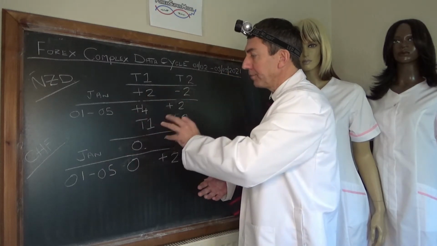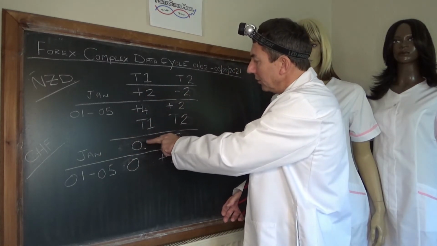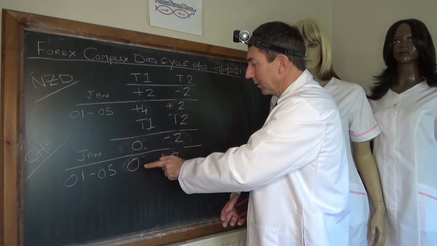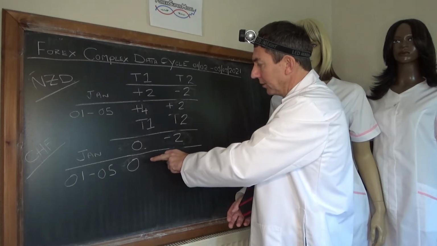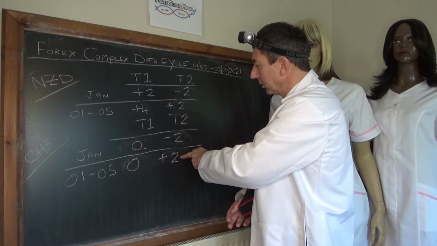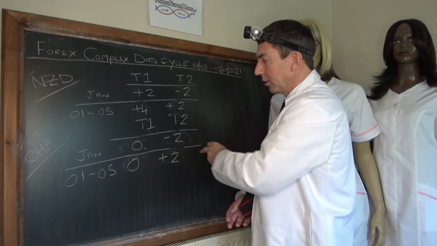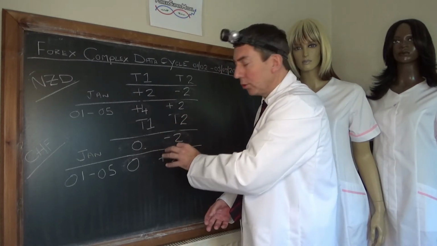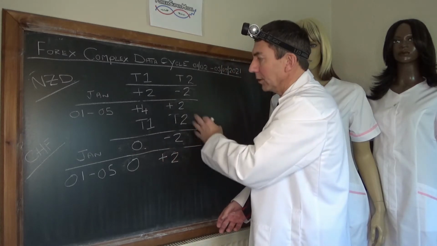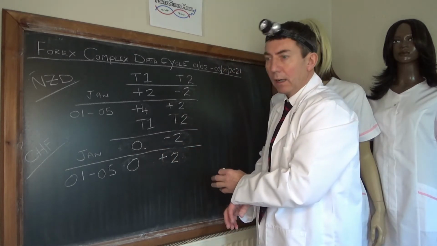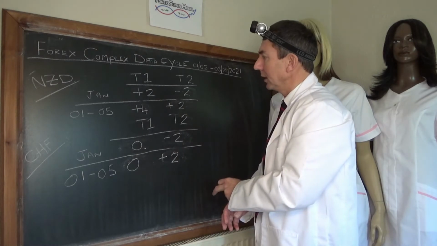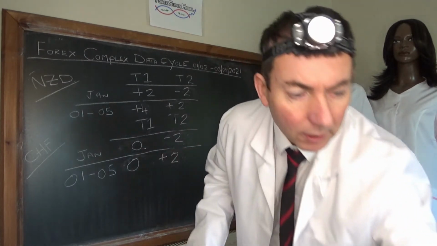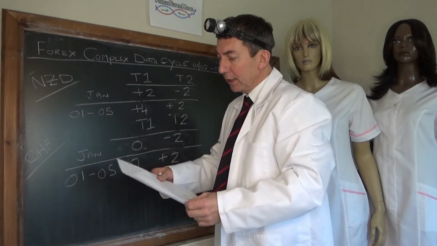Now the Swiss franc, January then, 0 for tier 1, -2 for tier 2. And this week we've had 0 tier 1 and +2 tier 2. So fairly static in tier 1, neutral, and an improvement in the Swiss franc to +2 on the tier 2, but nothing to write home about really. So let's make the best of this then.